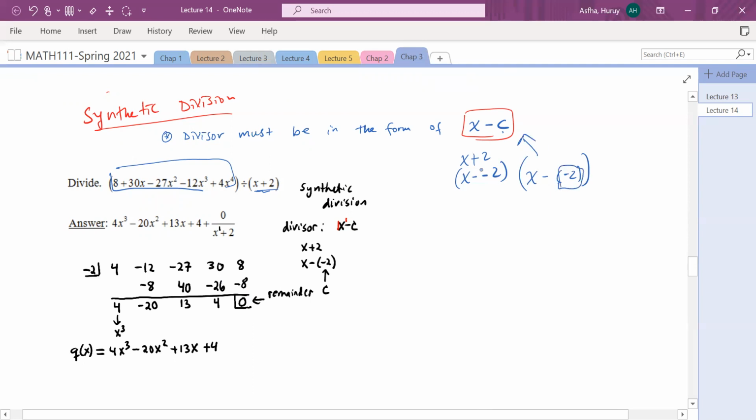Okay, so when it's plus, you take the negative side. When it's minus, then c is that number itself. If we have, for example, x minus 3, then our c is 3. If we have x plus 2, our c is negative 2. It's the opposite. So in this case, our c is negative 2.